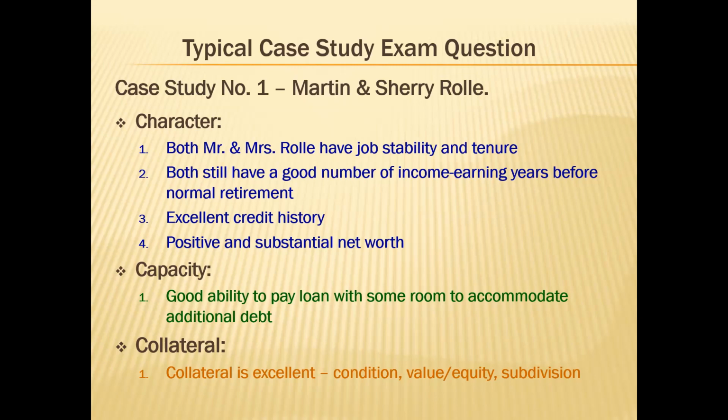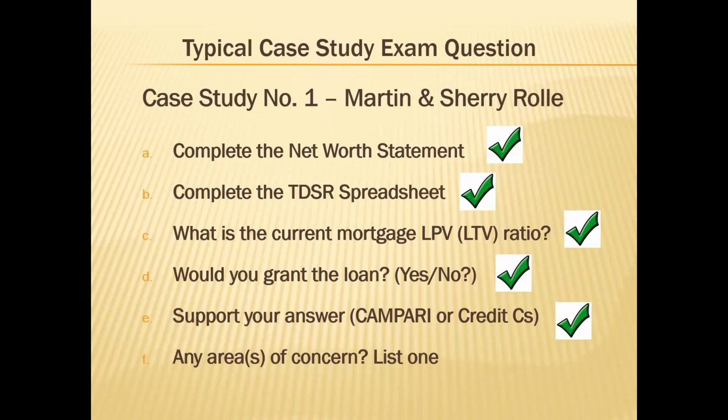Alrighty, so we've done A, B, C, D, and E. So the last one is any area or areas of concern. Are there any areas of concern that you remember from our dealing with this? Only thing I remember was that the total DSR was really close to the maximum, which is 45%. Right, because I think it was like 42 or 43% thereabouts. Yeah. And TDSR is 45.